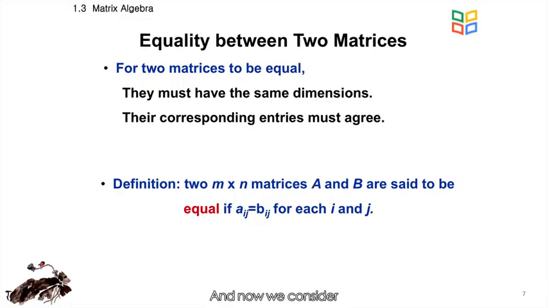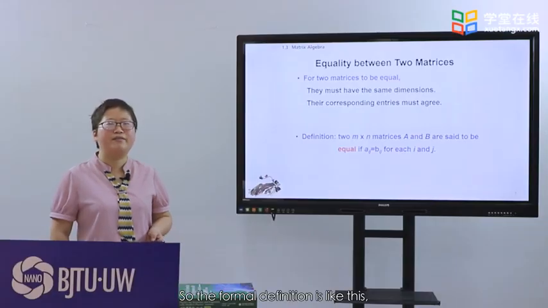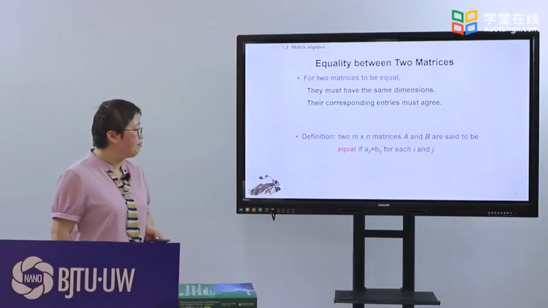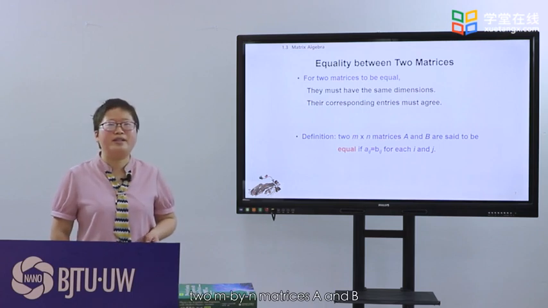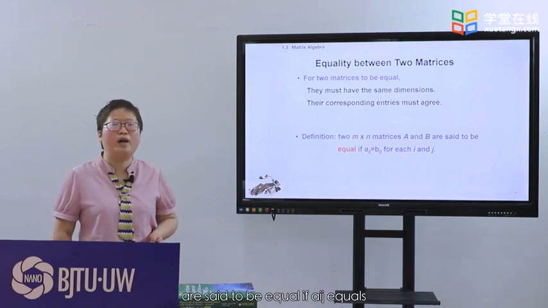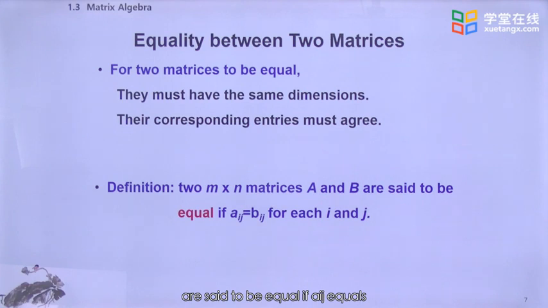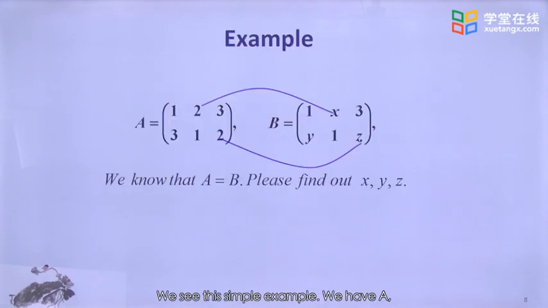And now we consider the equality between two matrices. For two matrices to be equal, we need two conditions. First, they must have the same dimension. And secondly, their corresponding entries must agree. So the formal definition is like this: two m by n matrices A and B are said to be equal if aij equals bij for each i and j.